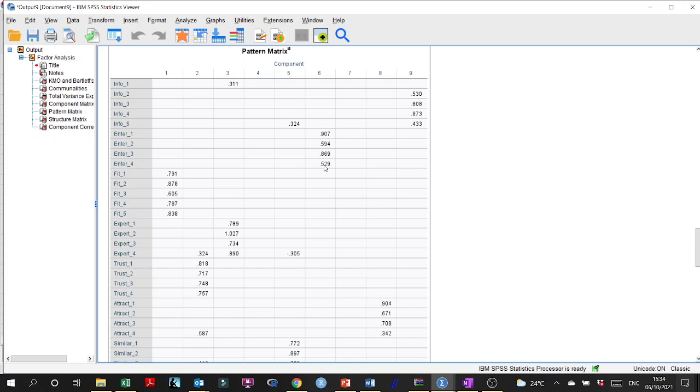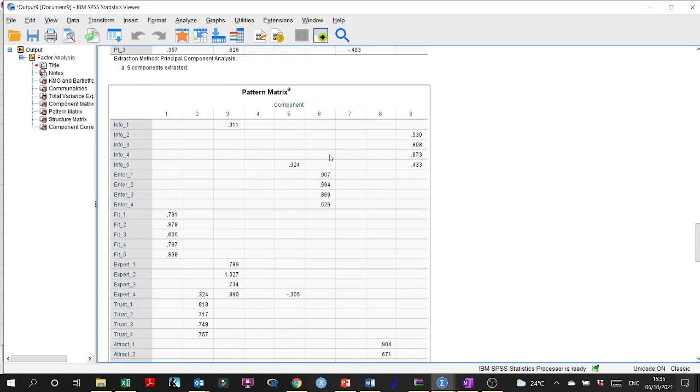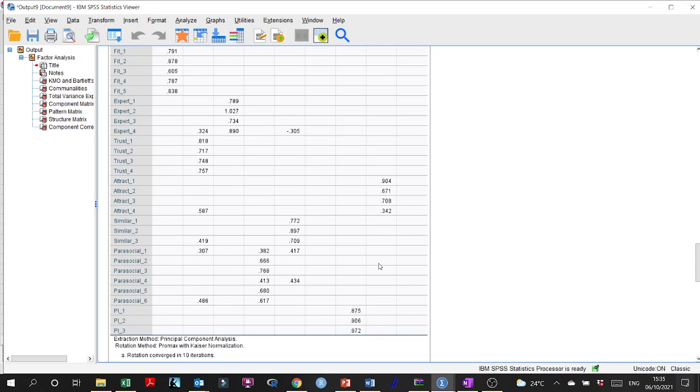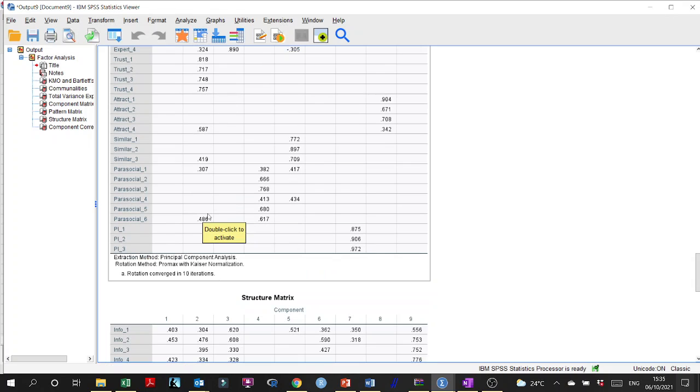Over here, the loadings are good. They are entertainment value. There's no double loading here. There's no double loading here. And these are all attractiveness. They are all nice except for this one. Attractiveness 4 is loading higher on trustworthiness rather than on attractiveness itself. So I like to keep note of this kind of notes.